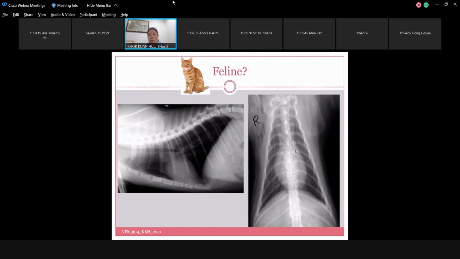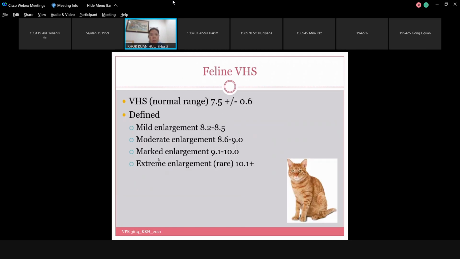Similar to this one, this is a normal one, and they do have a range, mild and large. Just now, for the dog, I said it's more than 10.5. In cats, if you get a measurement of 8, it warrants investigation. That paper was published by Gulameli et al., I think maybe about 5 to 6 years ago. So normal VHS for a cat is 7.5 plus or minus 0.6.